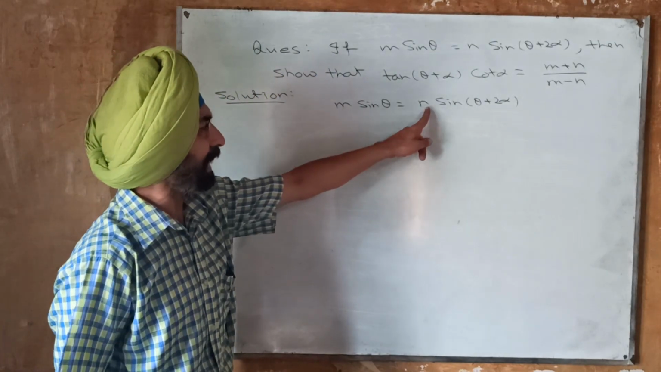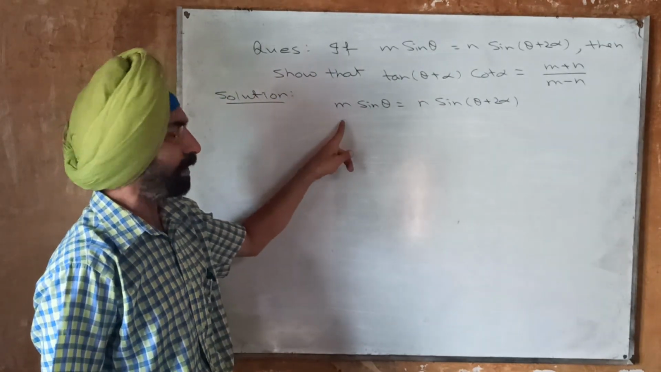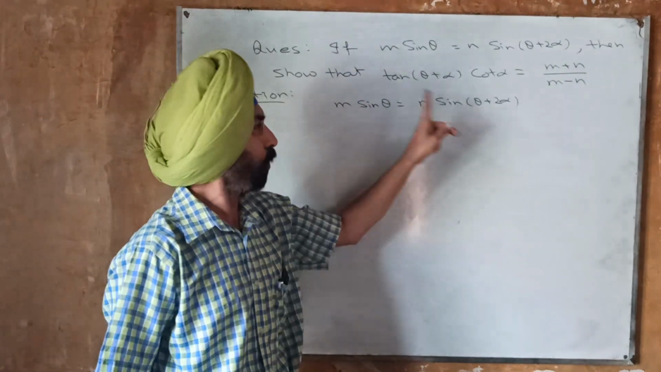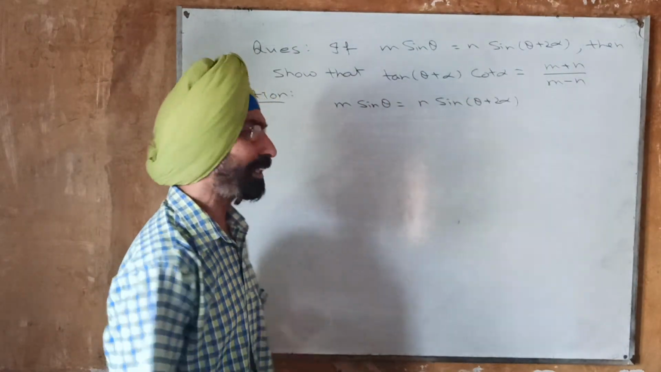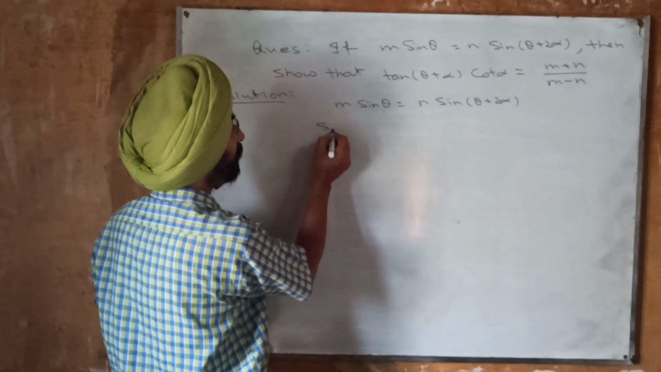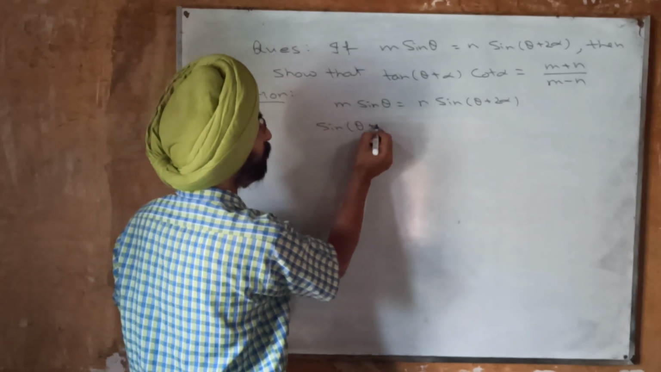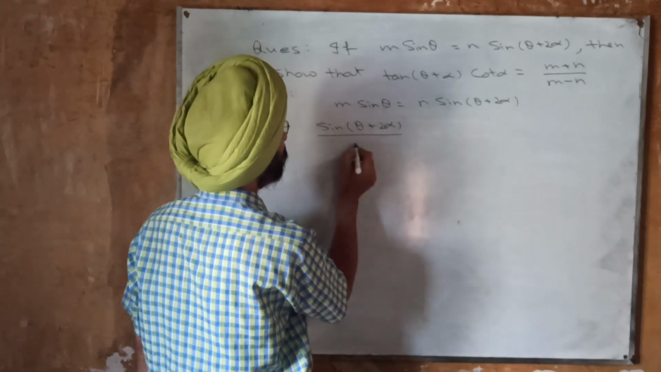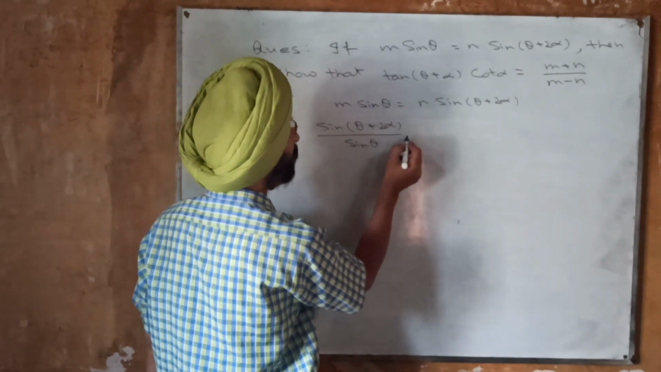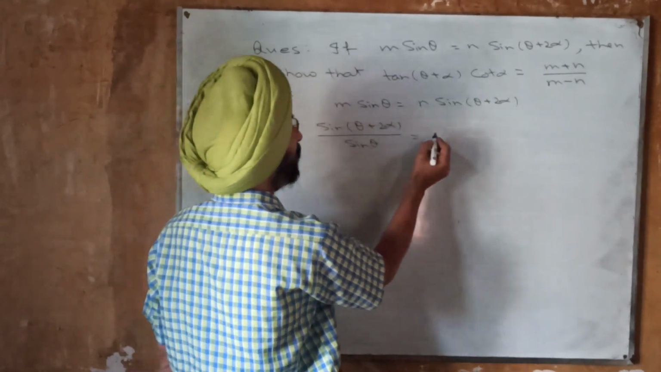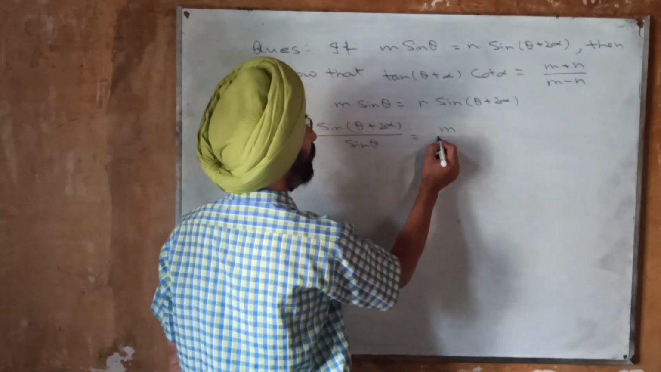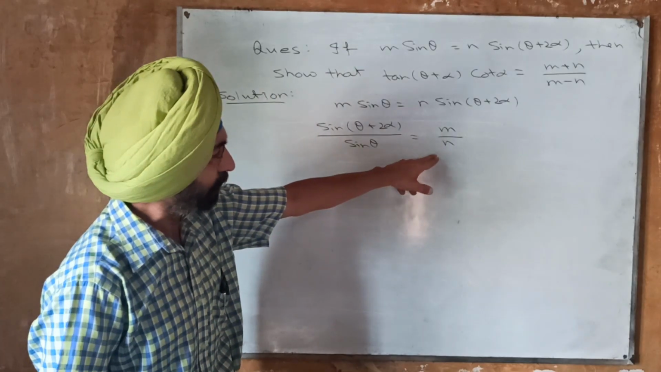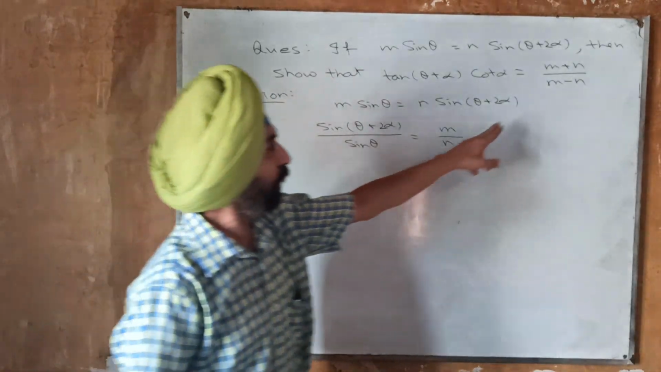I am taking this n to the denominator on this side and this sin theta to the denominator on the other side. So first I am writing the right hand side, so this is coming out to be sin(theta plus 2 alpha) divided by sin theta is equal to m divided by n. Now it is very much clear that I have m upon n here.